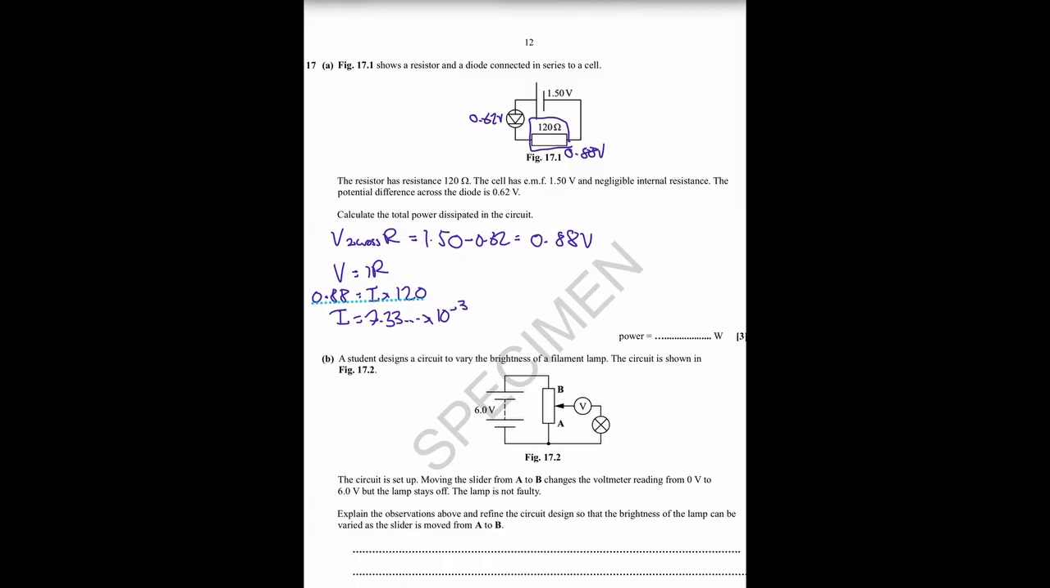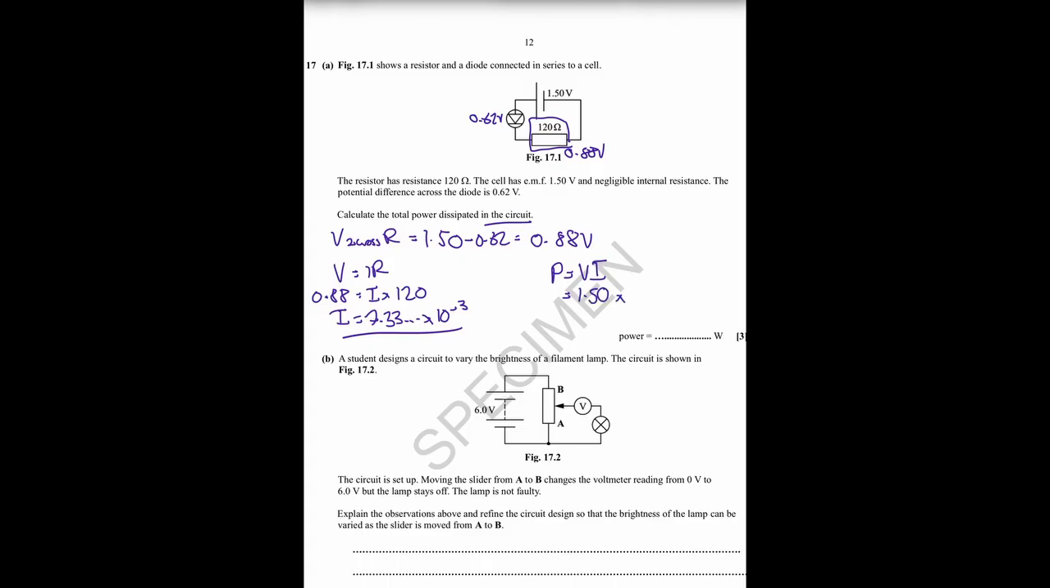Now, because it's a series circuit, I know that this is the current through the whole of the circuit. So the current through one of the things is the current through the whole of the circuit. So when I'm working out the power in the whole circuit, I'm going to say P equals VI or IV. And then I know the power of the whole circuit is the voltage of the whole circuit times the current through the whole circuit. So the voltage of the whole circuit is 1.50.